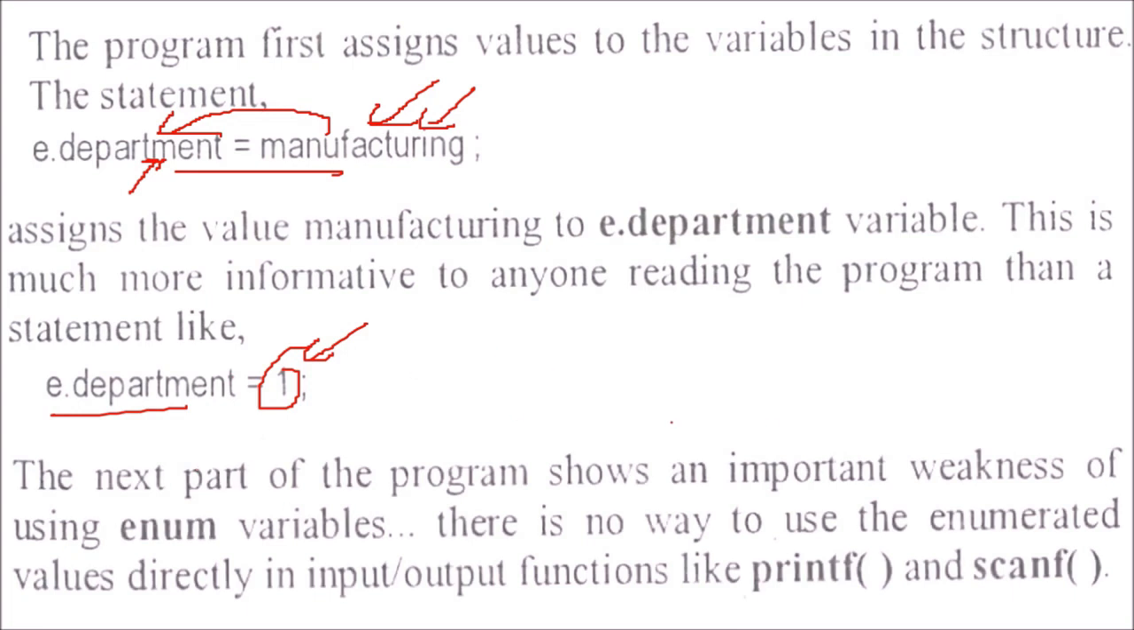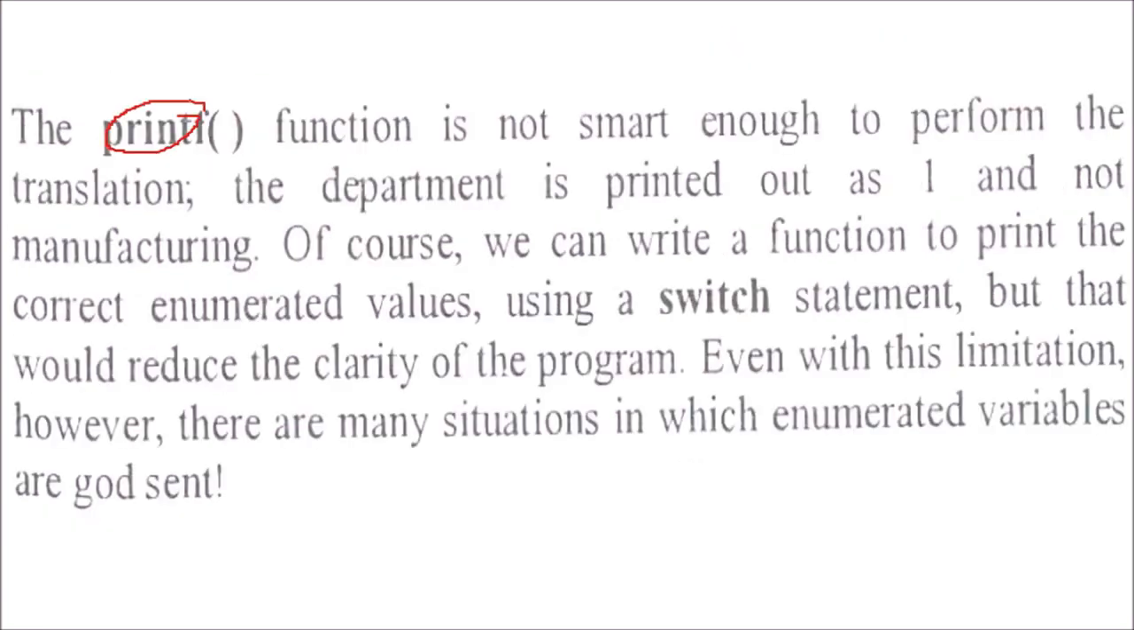Then the next part of the program is showing an important weakness of enum variables, because there is no way to use this enumerated value directly in the input-output functions like printf and scanf. The printf function is not smart enough to perform the translation. So the department, as you see, was just printed as 1 and the word manufacturing was not printed. We can write a function to print the correct enumerated values using a switch statement. I'll show you this example, but again the clarity will suffer. But even with this limitation, there are various situations where enumerations find their way.